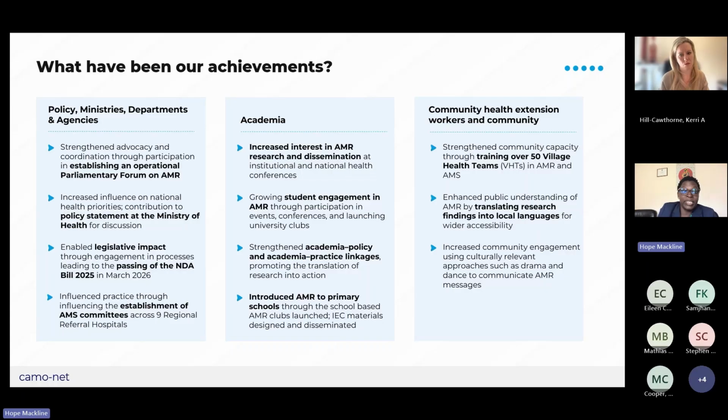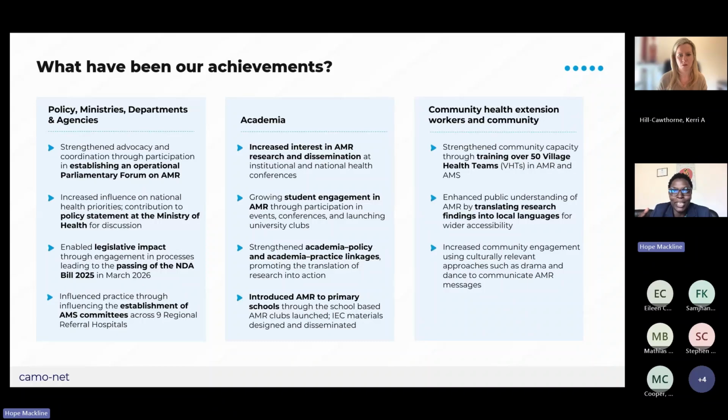We have also enabled legislative impact through engagement in processes which have led to the passing of the NDA Bill 2025 in March 2026. So what does this bill talk about? It's actually a wide bill, but I think as the parliamentary forum that we contributed to a formation and our engagements with the National Drug Authority contributed some part of the decision of that bill, which is, I think, clause 5. And it is a bill that introduces significant reforms to the regulation and strengthens the legal framework for combating antimicrobial resistance, AMR. And the parliamentary forum heavily influenced this bill.